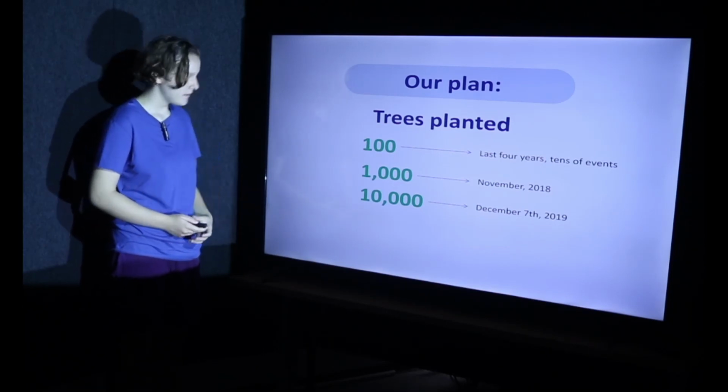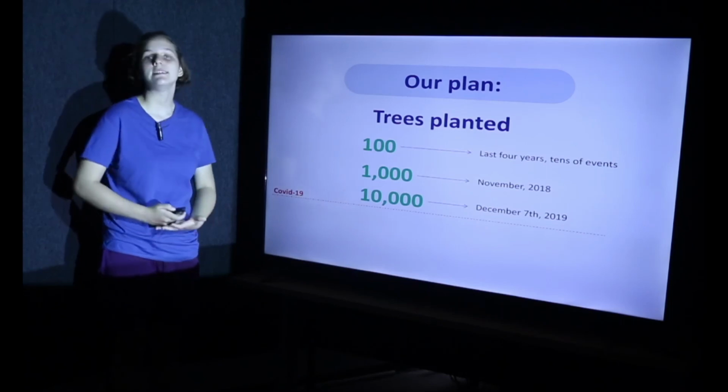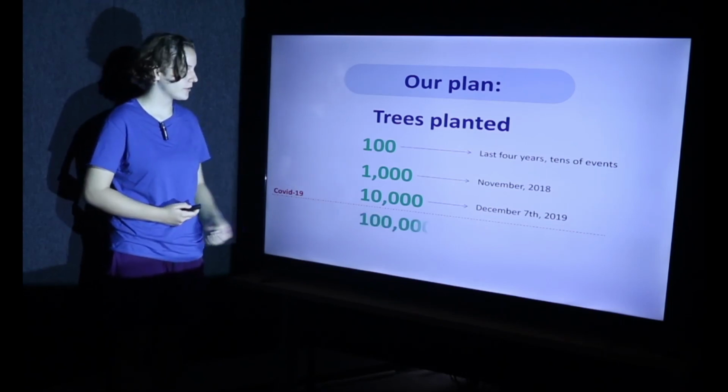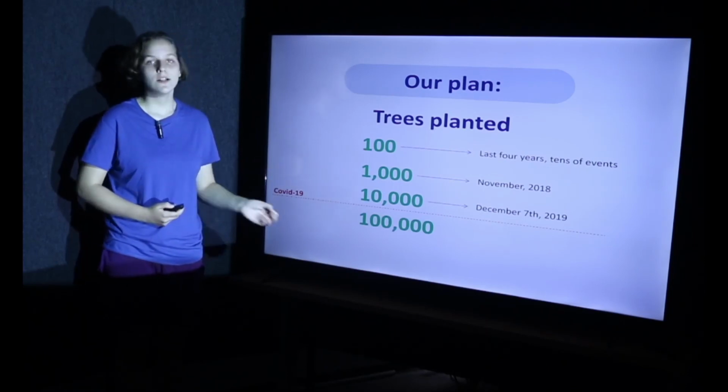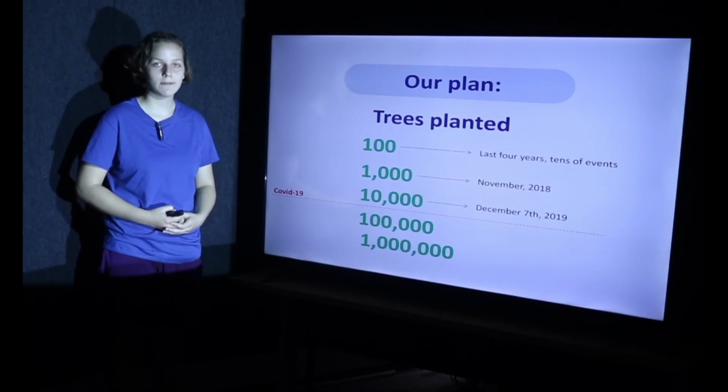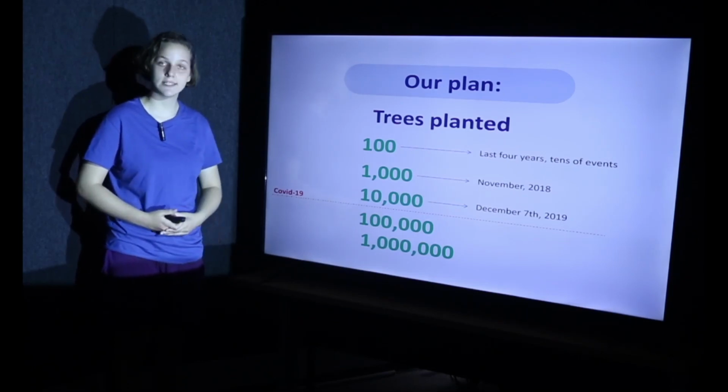Pretty cool. Unfortunately, though, COVID-19 hit, and we weren't able to continue with what we wanted to do. Our future goals were to plant 100,000 trees, and then eventually 1,000,000 trees. And that was our goal, to plant 1,000,000 trees every single year.